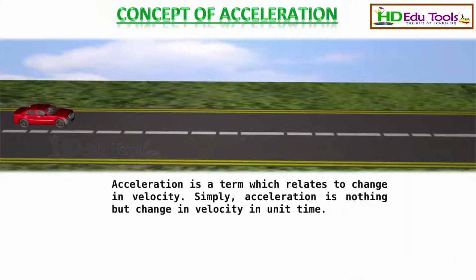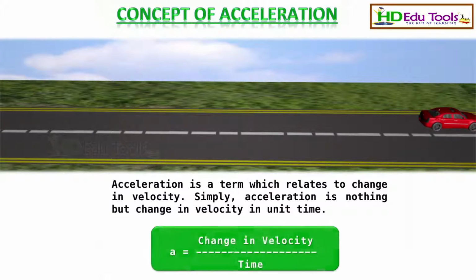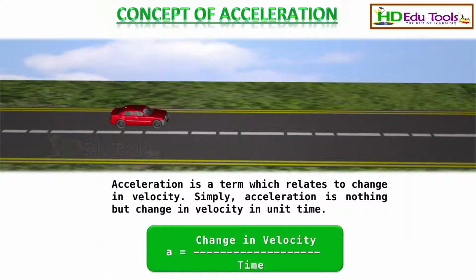Simply, acceleration is the change in velocity in unit time. That means acceleration is equivalent to change in velocity by time. Now the question is, what is change in velocity? To understand this, we take some examples.